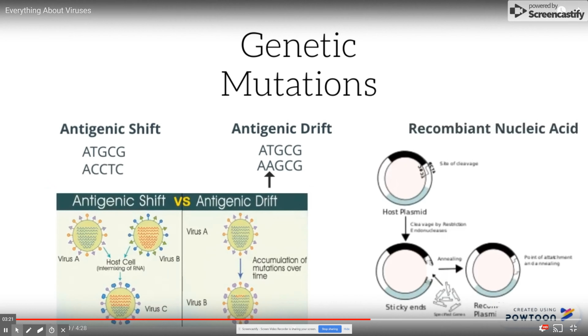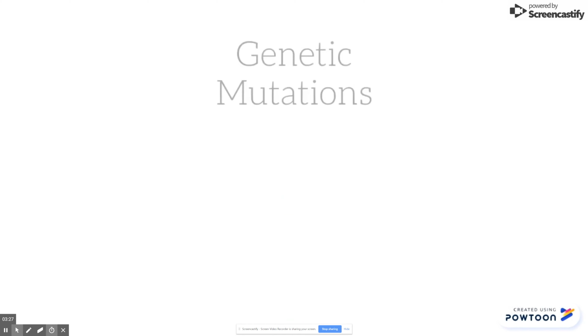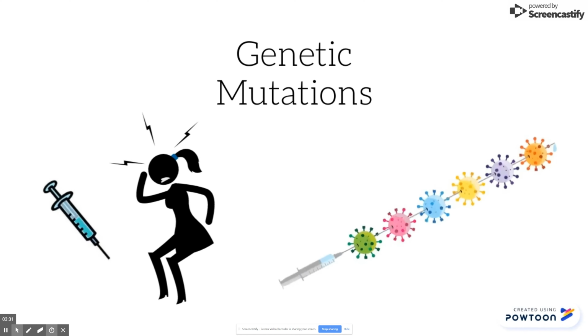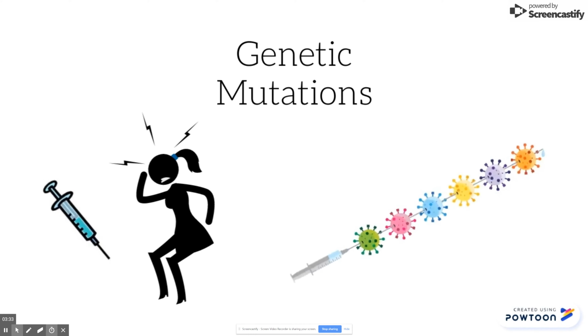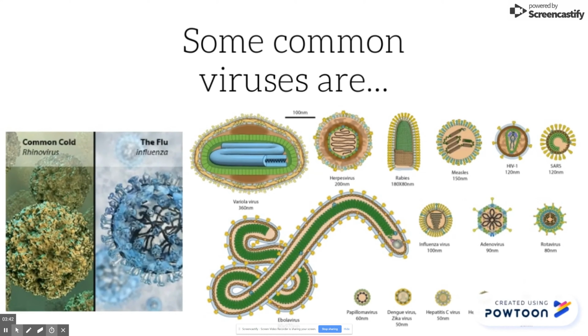This is where the virus breaks a strand of nucleic acid in the host cell and replaces it with its own. These genetic mutations are what cause viruses to be able to change over time and grow more resistant or immune to vaccines. This commonly occurs in influenza, or the flu, and is why we require a new vaccine every year to stay protected. Some common viruses include the flu, the cold, rabies, measles, Ebola, HIV, polio, and more, like listed.